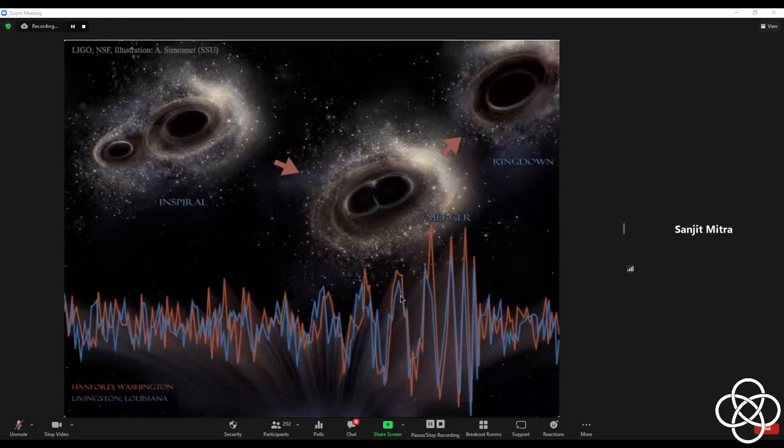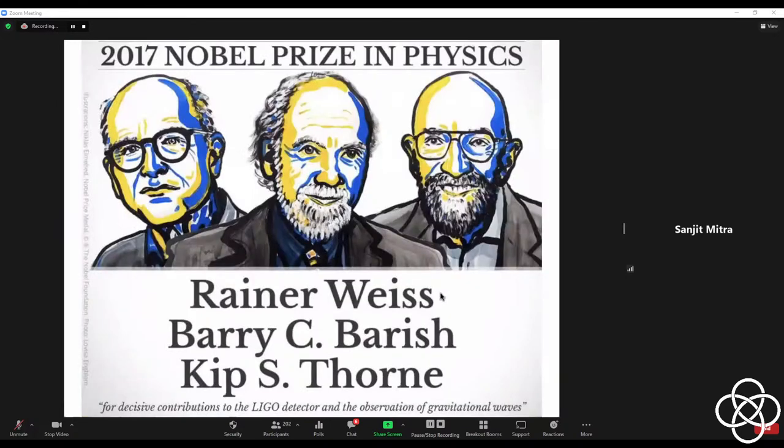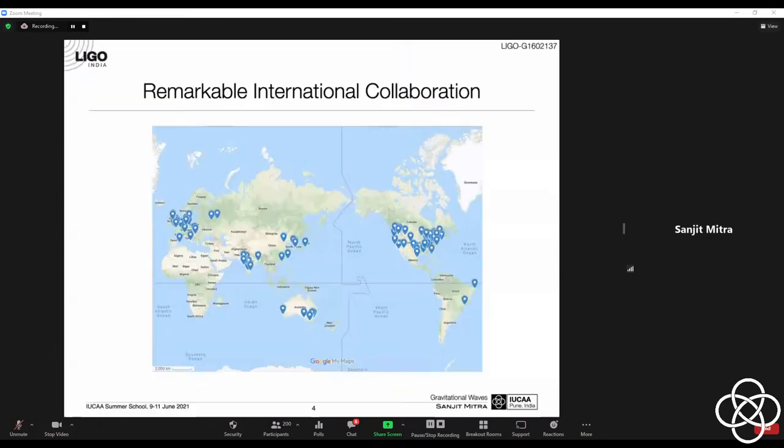But then afterwards, there are now 50 detections. And the whole field of gravitational wave astronomy is now fully established, and we are looking forward to more interesting things. These three gentlemen got the Nobel Prize in Physics in 2017, Rainer Weiss, Barry Barish, and Kip Thorne, for the discovery of gravitational waves.